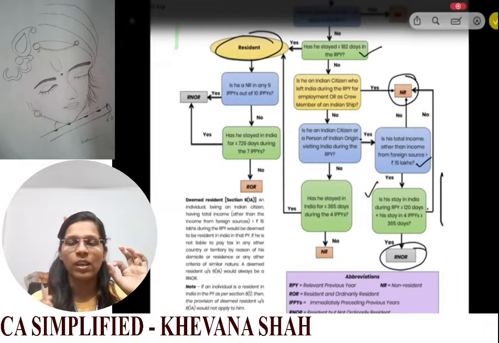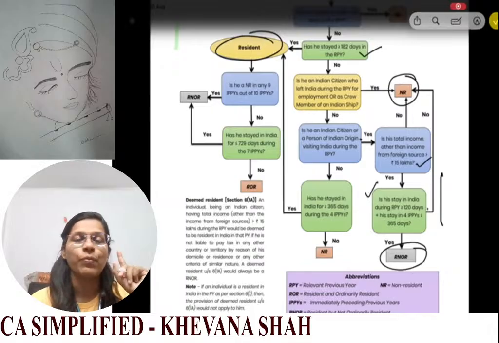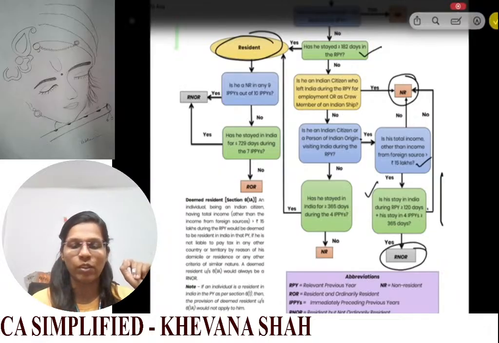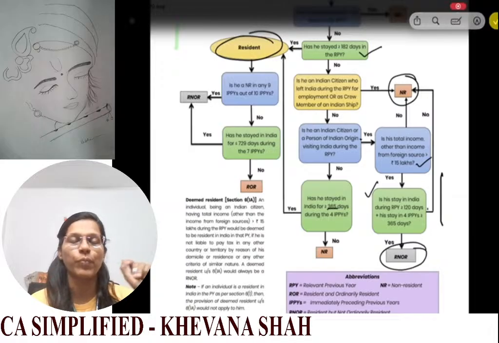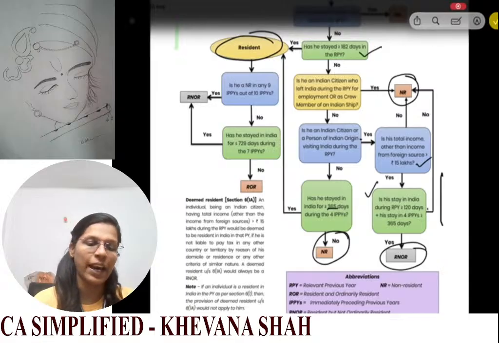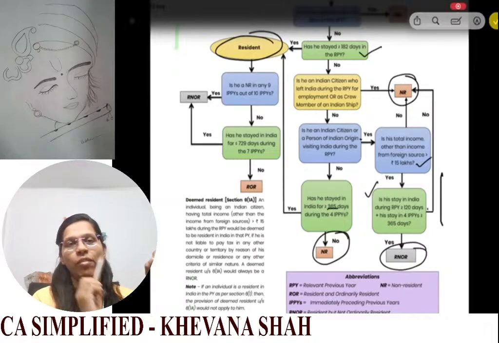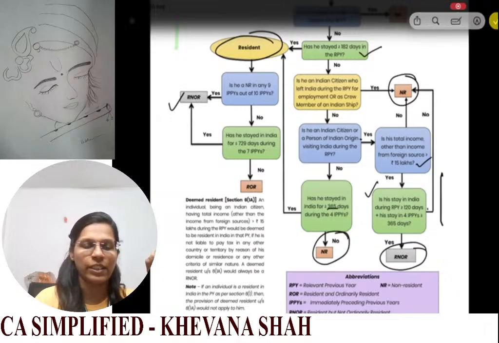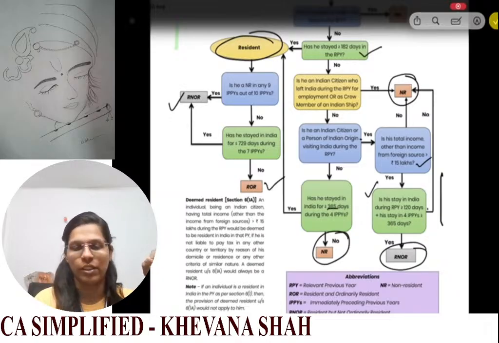Now, another thing that we need to check is, if that person is not an Indian citizen or a person of Indian origin visiting during the relevant previous year, then we need to check if he has stayed in India for more than or equal to 365 days during the 4 immediately preceding previous years. If no, then he is a non-resident, and if yes, then he is a resident. Now, again in resident you have RNOR and you have ROR. RNOR is resident but not ordinary resident, and ROR is resident and ordinary resident.